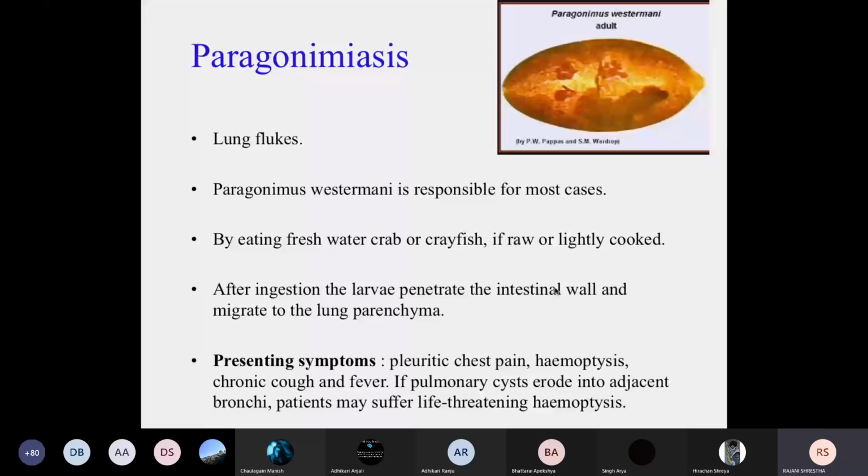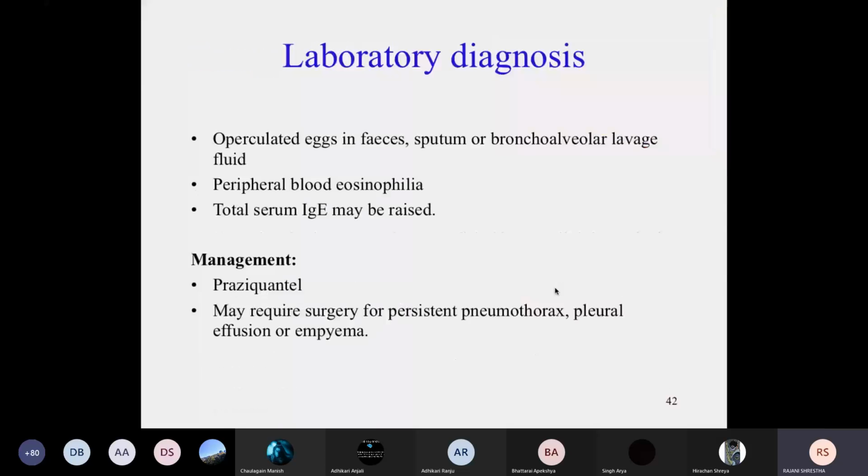So in this case, we can see the operculated eggs in the feces, in sputum, as well as in the bronchoalveolar lavage. And as in most parasite infections, the eosinophil count will be high, and the serum IgE will also be raised.